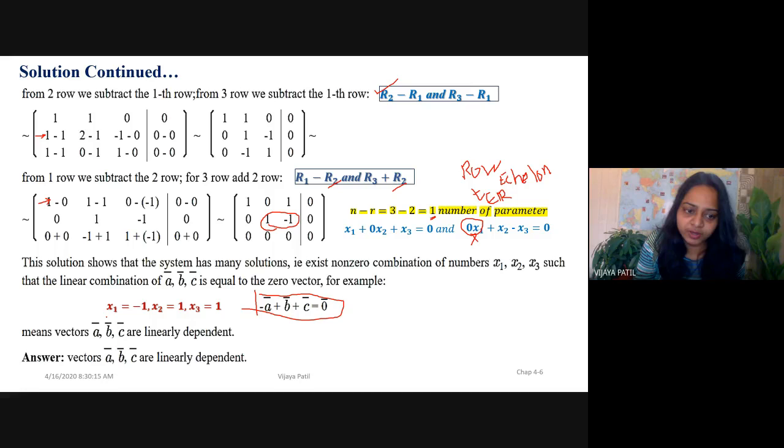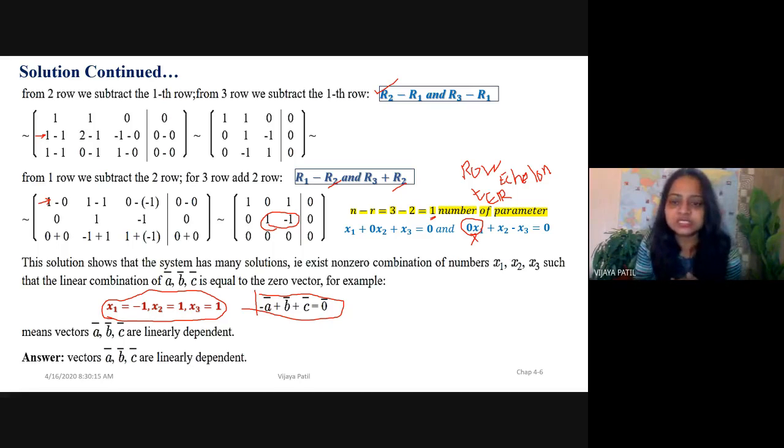And one more thing, you can check here. These numbers, or scalars, x1, x2, x3, are not 0, because we need at least one non-zero, but here all of them are non-zero because of the existence of the parameter. Therefore, I can conclude that a bar, b bar, and c bar are linearly dependent, because I was able to find a relation between them.